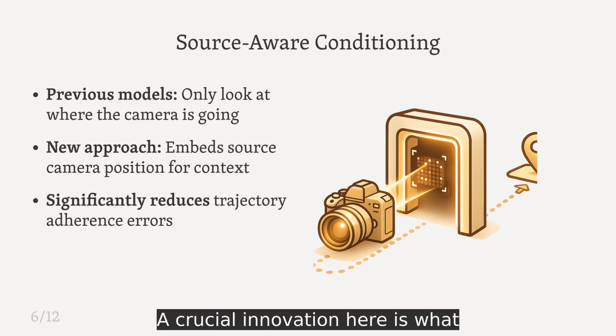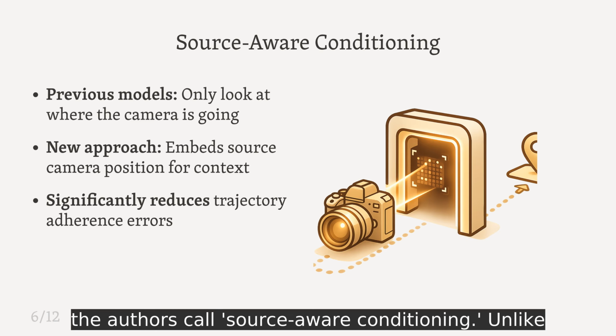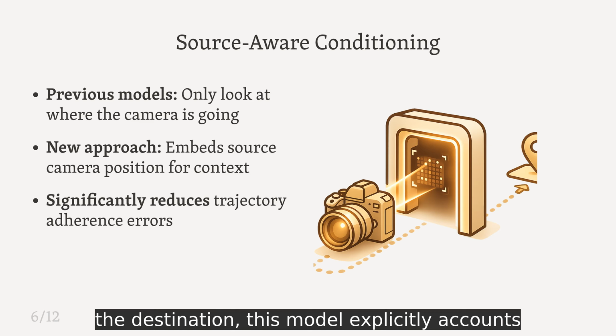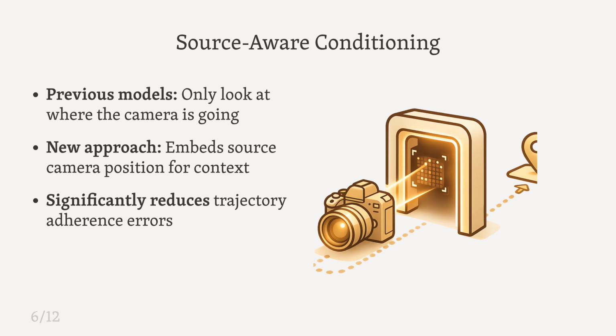A crucial innovation here is what the authors call source-aware conditioning. Unlike previous models that only look at the destination, this model explicitly accounts for where the original camera was positioned, which drastically reduces errors in specific trajectory tracking.